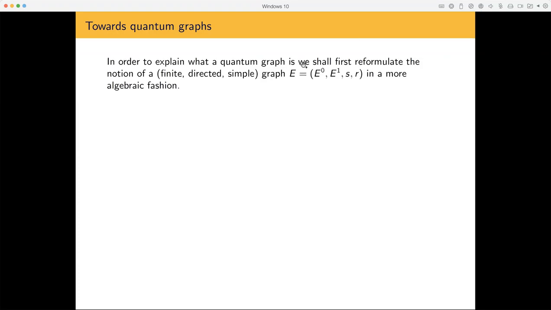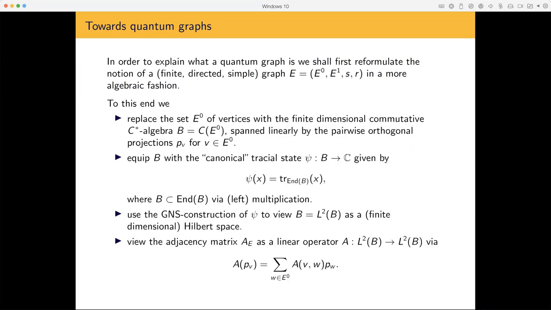So we will first rephrase graphs in a slightly more complicated way. This goes as follows. The set of vertices is going to be replaced by the algebra of functions on that set. We're only looking at finite things here, so this algebra will just be a finite dimensional commutative C-star algebra spanned by a family of projections, which I will denote by P sub V.